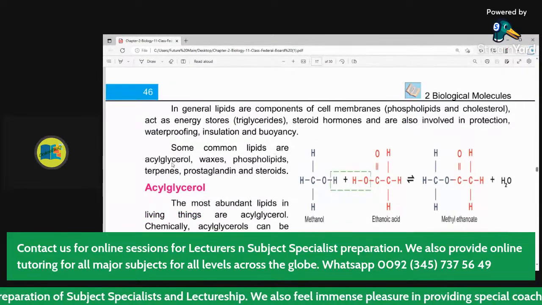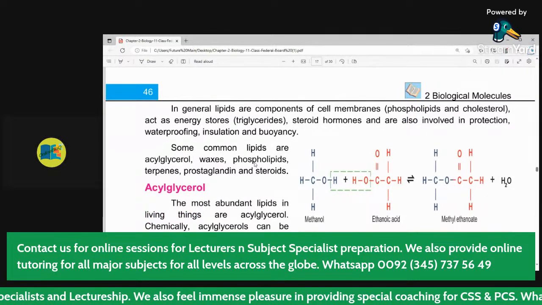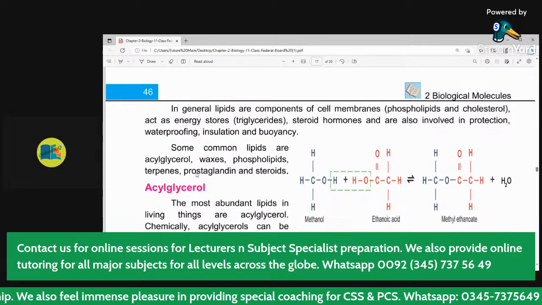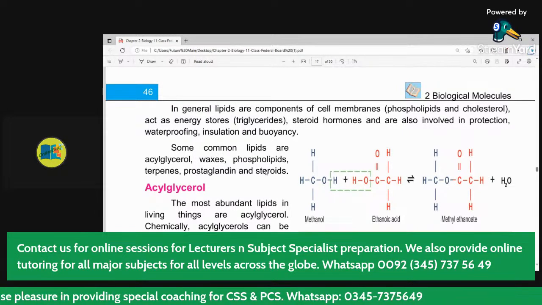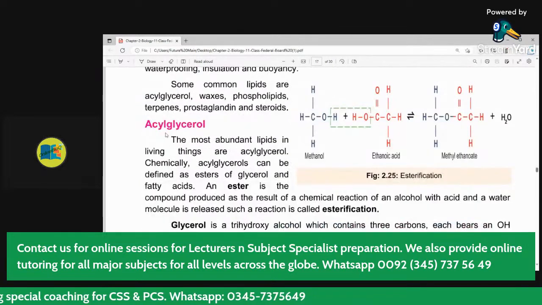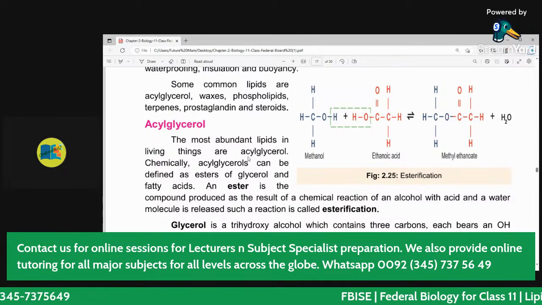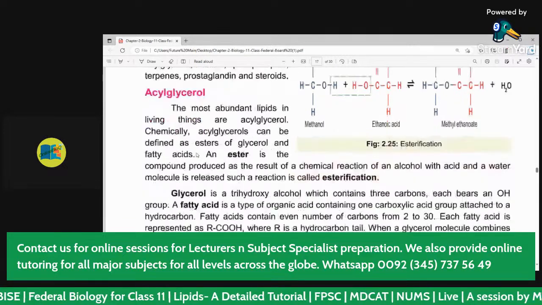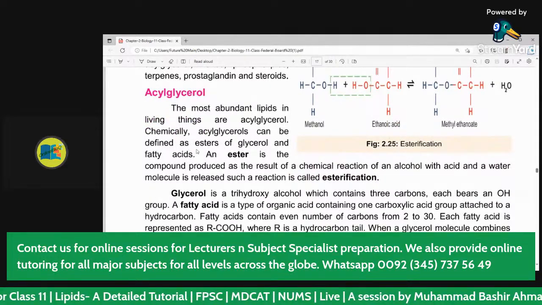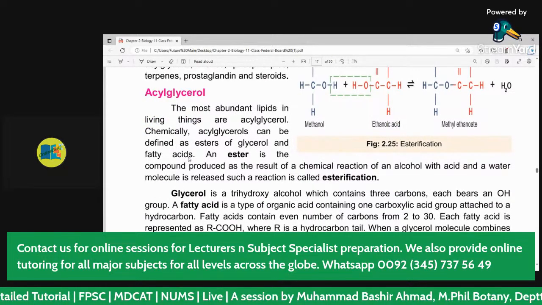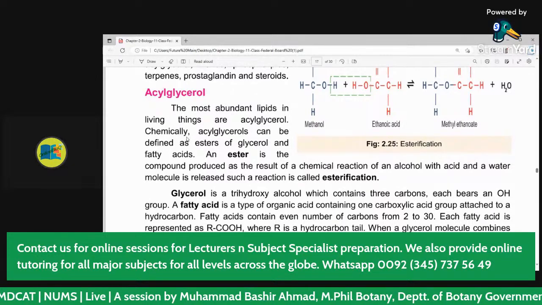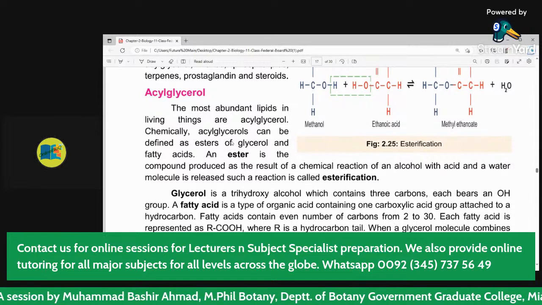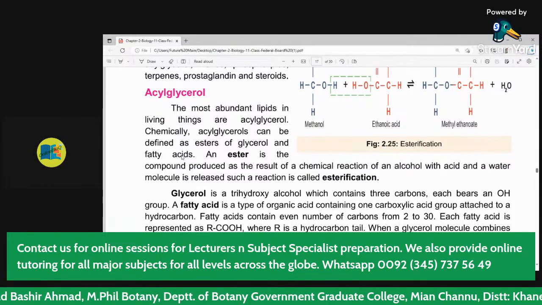Some common lipids are acyl glycerols, waxes, phospholipids, terpenes, prostaglandins, and steroids. First we will have an account of acyl glycerols. The most abundant lipids in living things are acyl glycerols. Chemically, acyl glycerols can be defined as esters of glycerol and fatty acids.